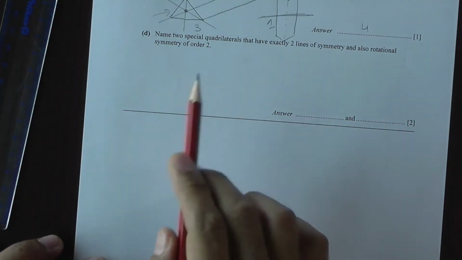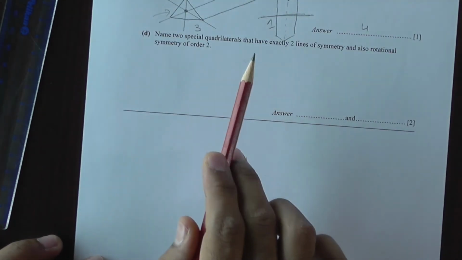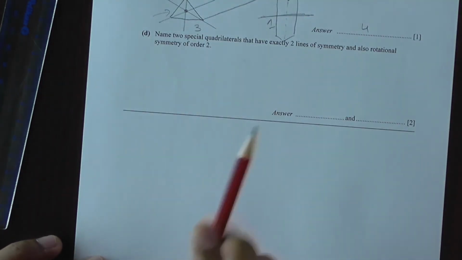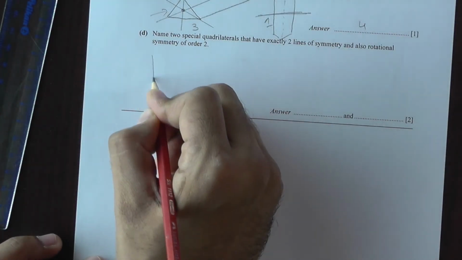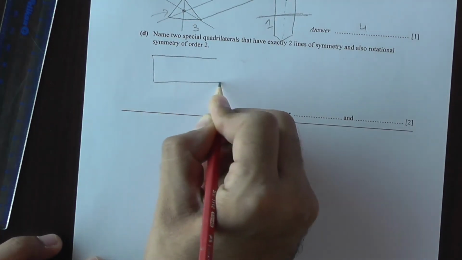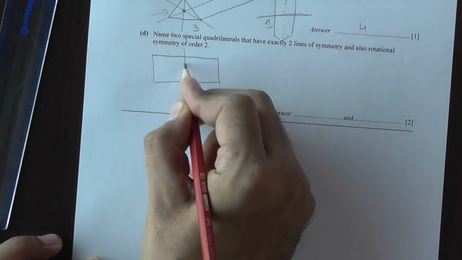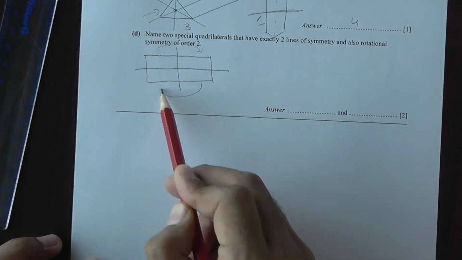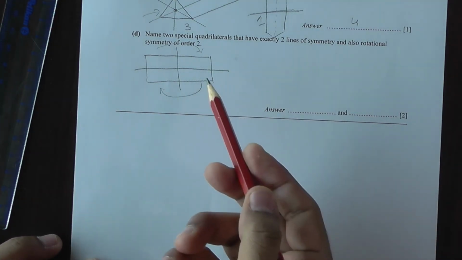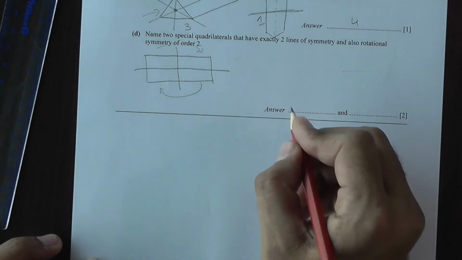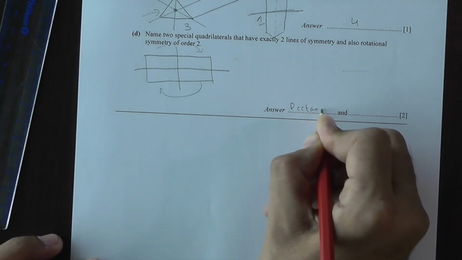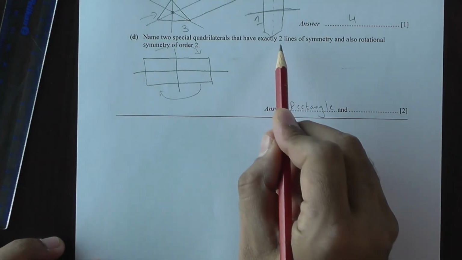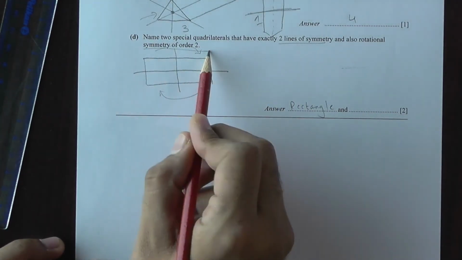The next part says, name 2 special quadrilaterals that have exactly 2 lines of symmetry and a rotational symmetry of order 2. First of all, the simplest shape that comes to mind is a rectangle. Why? Because you have 2 lines of symmetry right here, and this can be rotated like this and then like this once again. So it has rotational symmetry of order 2 as well. So you write it over here. One of them is a rectangle and the other one needs to be similar to this, and it only needs to have 2 lines of symmetry and a rotational symmetry of order 2.